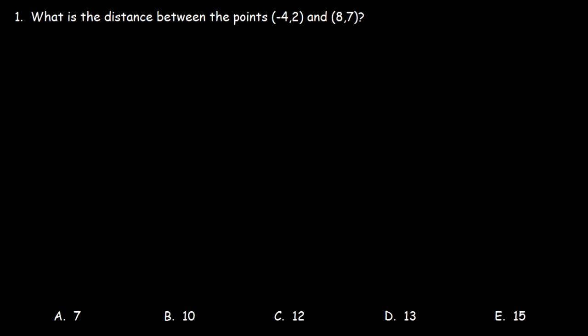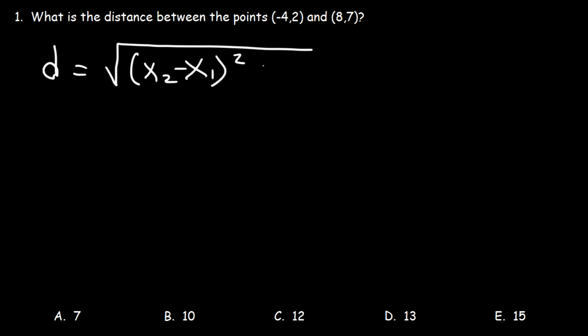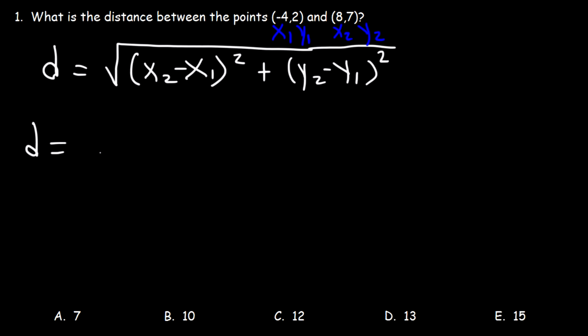Number 1, what is the distance between the points (-4, 2) and (8, 7)? To find the answer, we need to use the distance formula. It's equal to the square root of (x2 minus x1) squared plus (y2 minus y1) squared. x1 is -4, y1 is 2. x2 is 8, and y2 is 7.